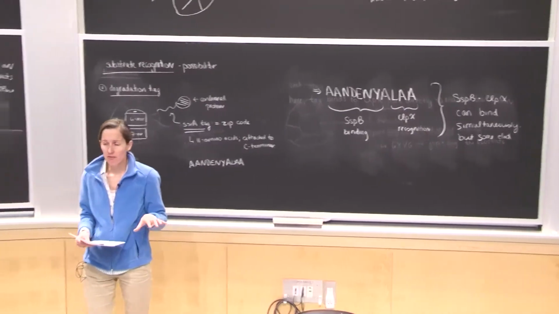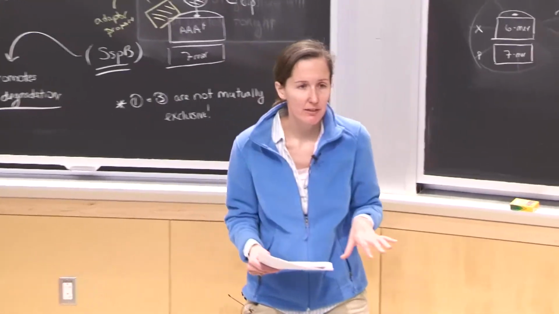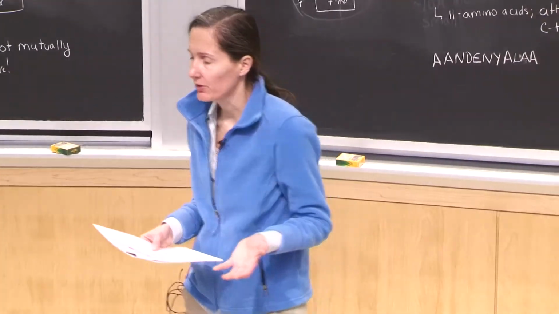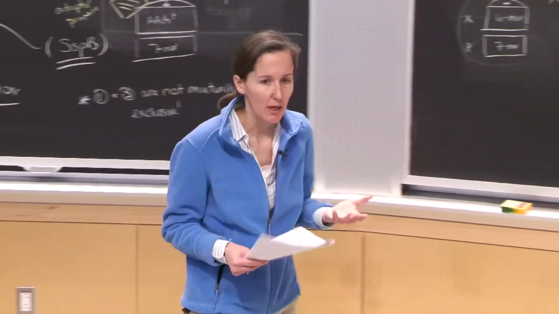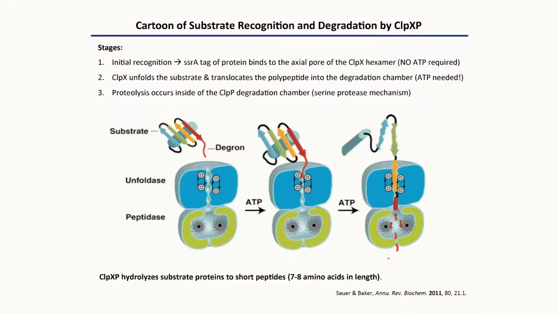So where we're going to close is just looking at an overview as to how this machine works and the model that then, starting on Friday, we'll look at experiments that were designed and performed to inform this model. So if we look at this in one type of cartoon, what are the stages? So we can think of 3 as depicted here, where there's some sort of initial recognition. So the SSRA tag of this condemned protein binds to the axial pore of ClipX. And this process does not require ATP hydrolysis.